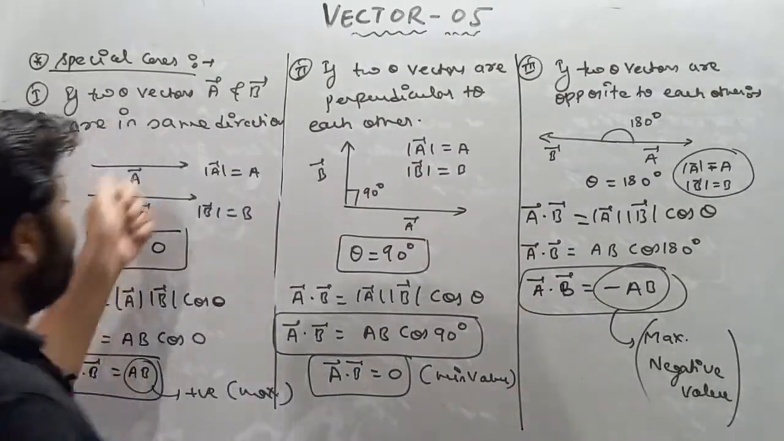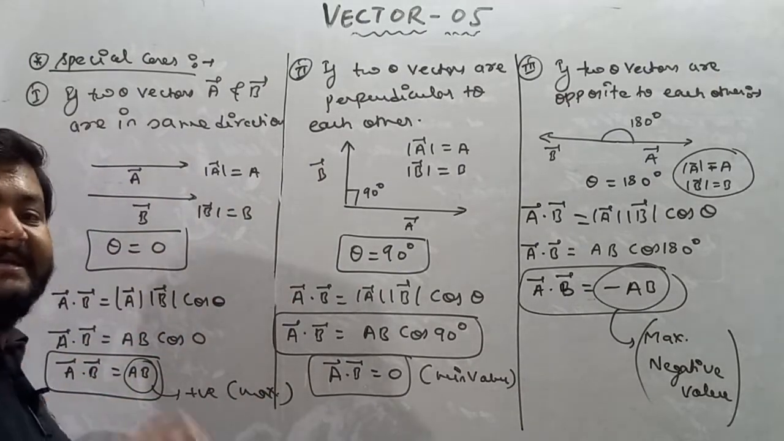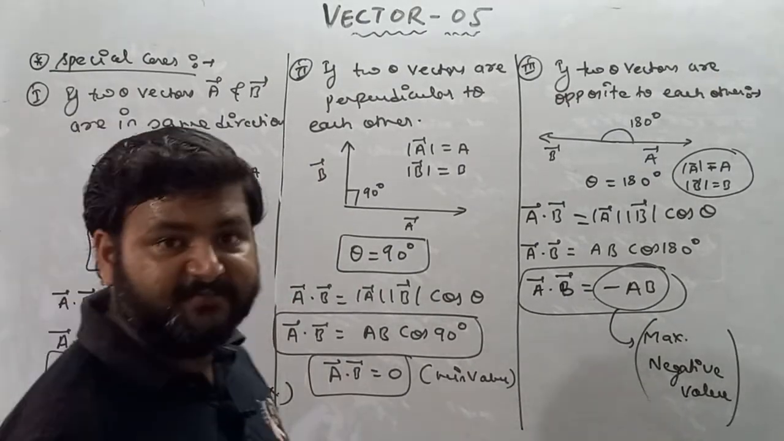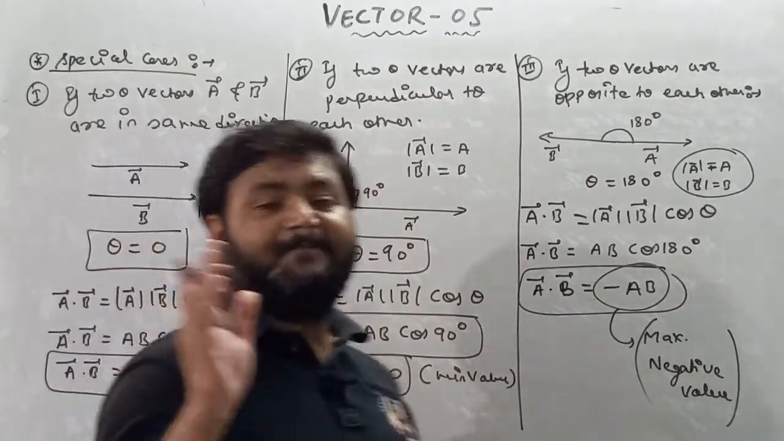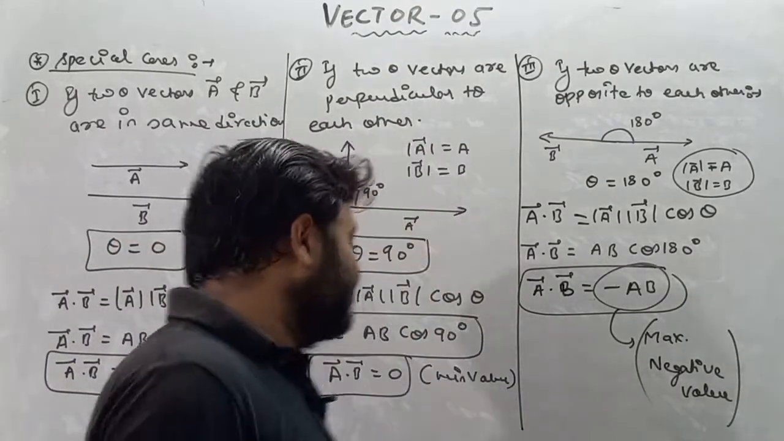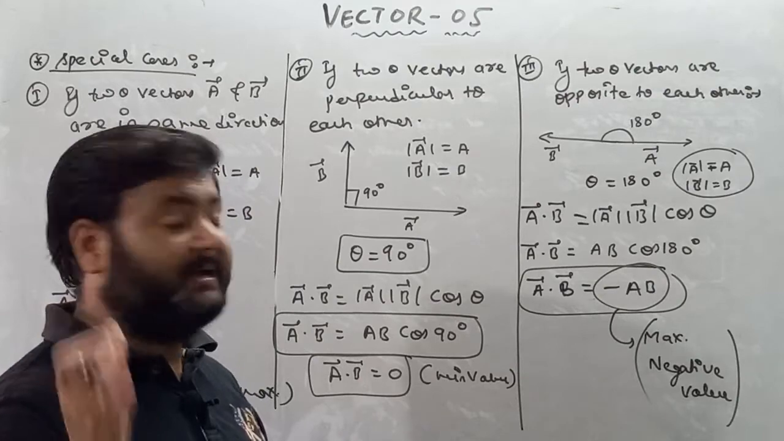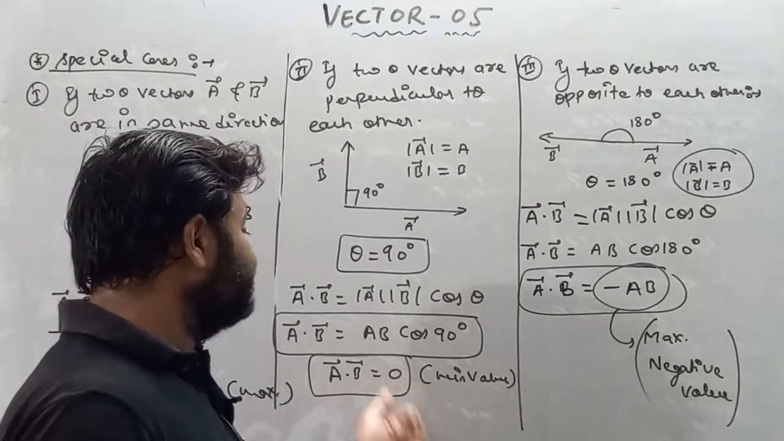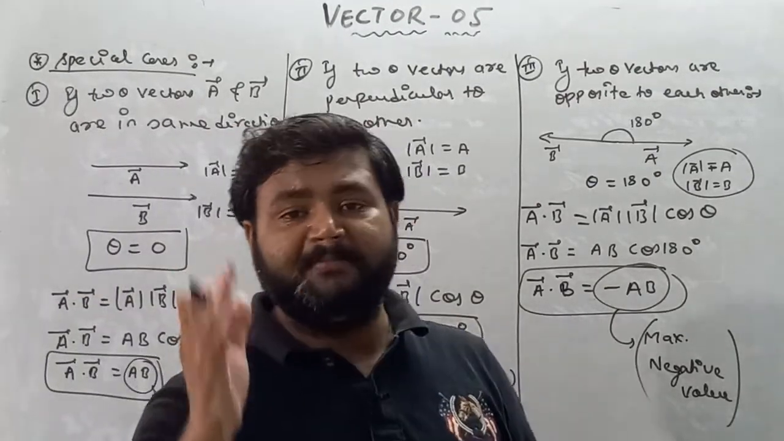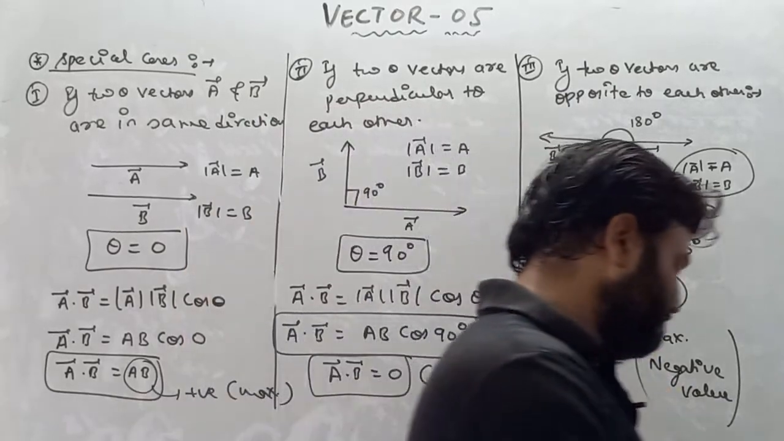If two vectors are in same direction, then it gives you positive maximum value. If two vectors are perpendicular to each other, then the dot product between two vectors is 0, which is considered to be minimum value.